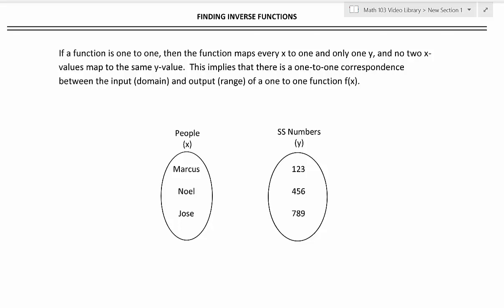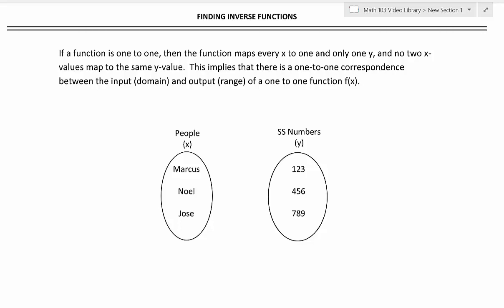This video provides us with an introduction to finding inverse functions. If a function is one-to-one, then the function maps every x to one and only one y, and no two x values map to the same y value. This implies that there is a one-to-one correspondence between the input, the domain values, and the output, the range values, of a one-to-one function. So let's go back to this diagram that we've seen in a previous video.